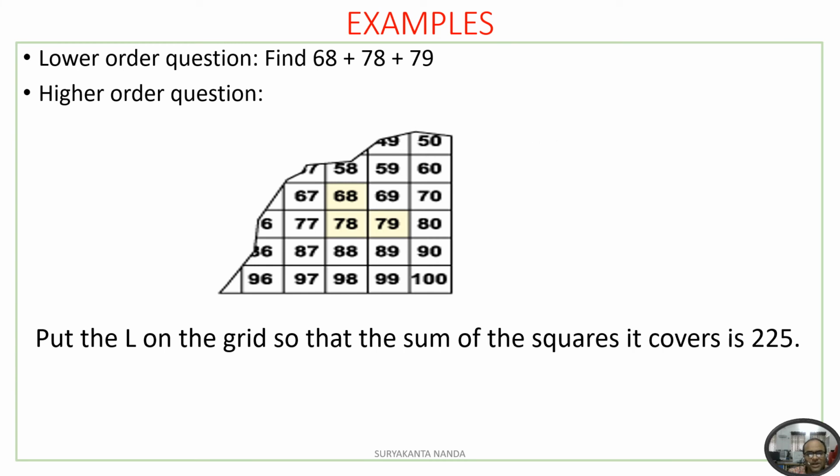One more question. Suppose the question is find 68 plus 78 plus 79. So instead of asking like this, we may ask in this form also. Some grid will be given to you. The question will be: put the L on the grid so that the sum of the squares it covers is 225. Friends, I discussed a few examples which are in lower order form, and then we tried to convert them to higher order form. I am not saying that these are the best examples. I just tried to give some examples to you.